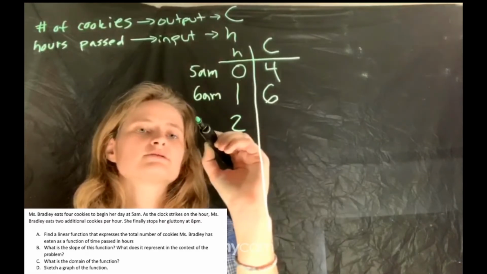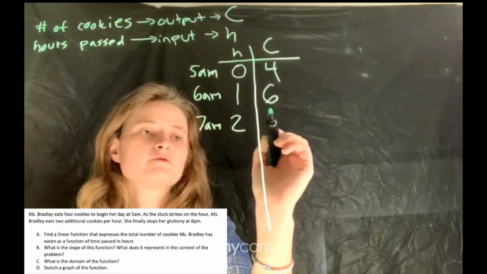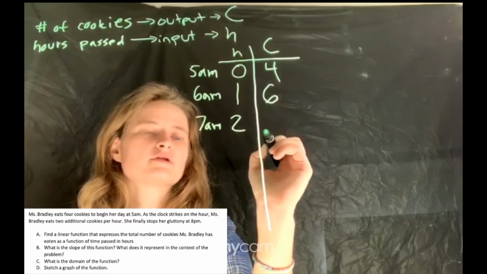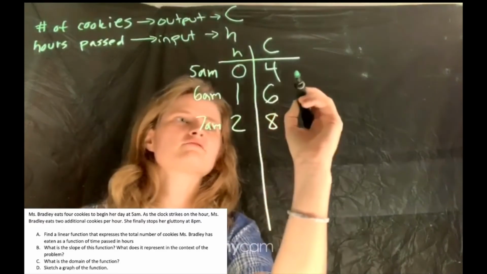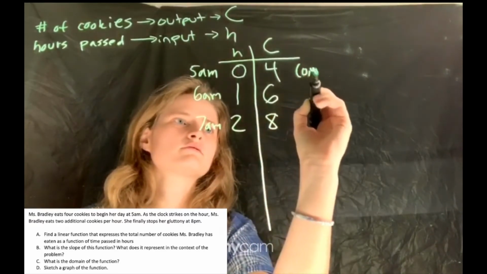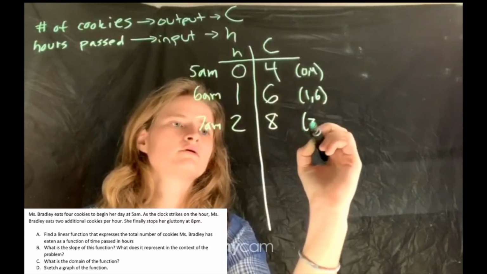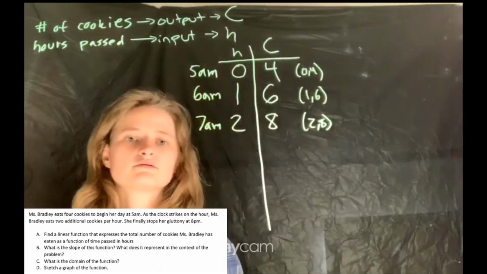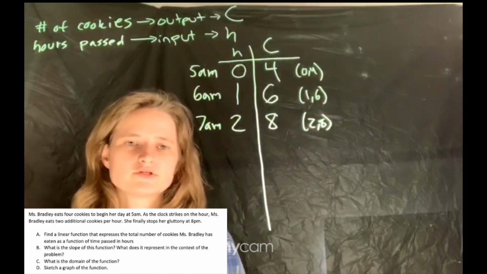After 2 hours have passed, it's now 7 a.m. I ate the 6 cookies from before, and I ate 2 more cookies at 7 a.m., so I've now eaten 8 cookies. So here we already have 3 points to work with. We pulled those out of the problem. And you all know how to make a linear equation from 3 points.